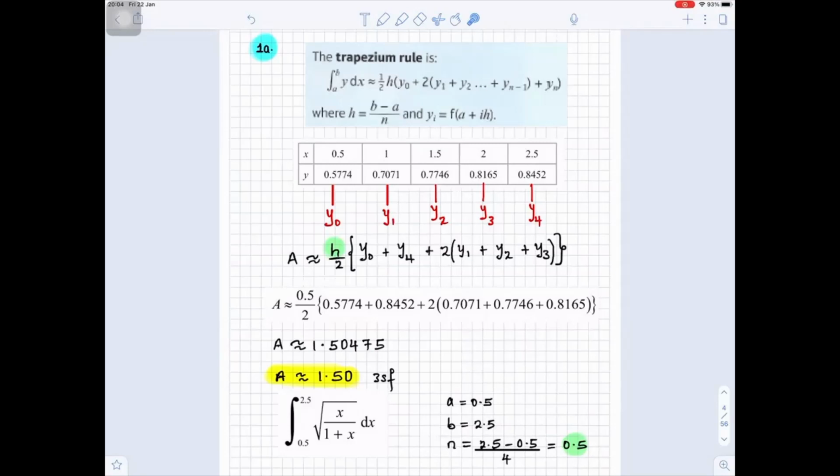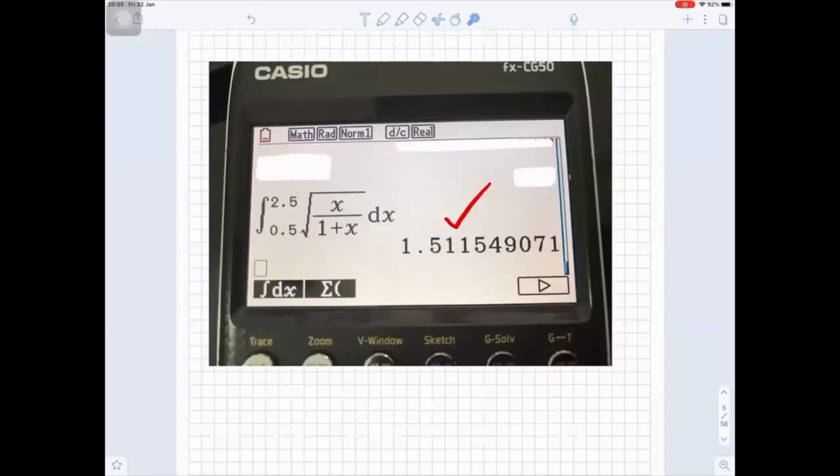And when you put h as 0.5 and substitute in the values for y0, y4, y1, y2, y3, it will give you the area is approximately 1.50475. And to 3 significant figures, it will be 1.50. And if you put that in your calculator using the integral, you will get 1.51154. So the answer is slightly different.